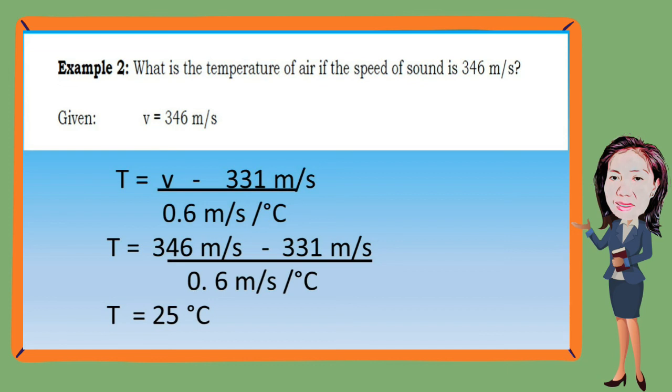So what we will do now is 346 minus 331 divided by 0.6. What's the answer? Do we have the same answer? 25. So why did the unit become degree Celsius? Okay, like this. Meter per second minus meter per second, the answer is still meter per second, class. Cancel meter per second in the numerator and then cancel meter per second in the denominator. So what is left now is degree Celsius. That's the unit of temperature. The answer is 25 degrees Celsius.